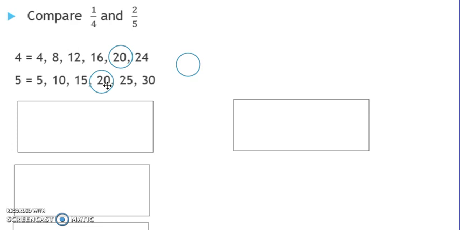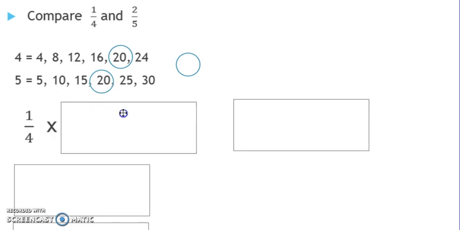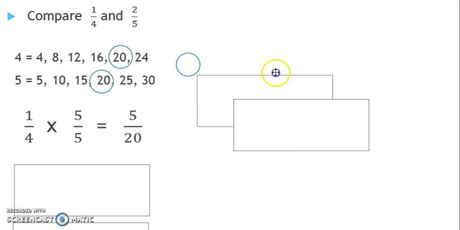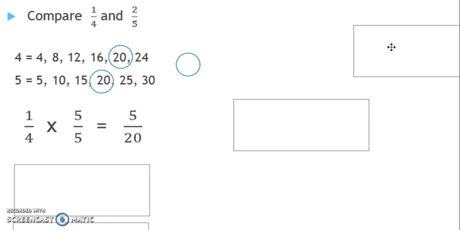Step 3, we're going to write equivalent fractions using the least common denominator of 20. So for 1/4, we need to think what times 4 is going to give us 20, and we have to multiply both the numerator and denominator by it, and in this case it's going to be 5. So we're going to multiply both the 1 and 4 by 5, and we're going to get 5/20.